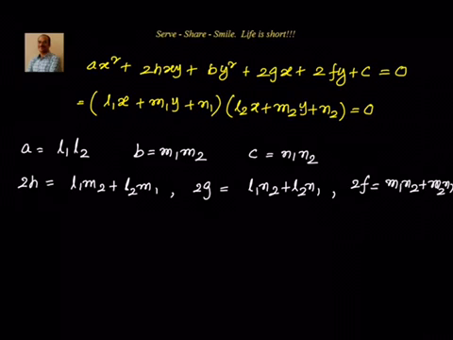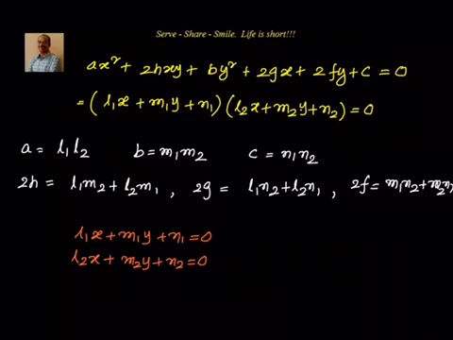Once we are done with that, we'll do a small step now. We'll try to find out the point of intersection of these two lines in terms of L's and M's, and then we will try to convert that back into A, B, C, H, F and G. How can we do that? First, I'll find the point of intersection of them. So I'll write down L1x plus M1y plus N1 equal to 0. The other equation is L2x plus M2y plus N2 equal to 0.